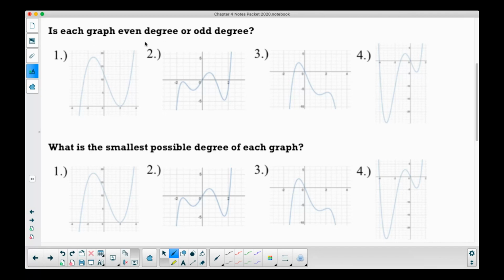So is each graph even or odd degree? If you look here, we're going down to the left, up to the right. They're going opposite directions, so odd. Same thing in number 2. Odd. Number 3, they're both going down, so we're going to say even. And then 4, they're both going up, so that's an even degree.